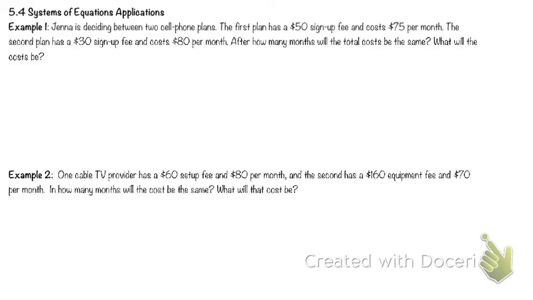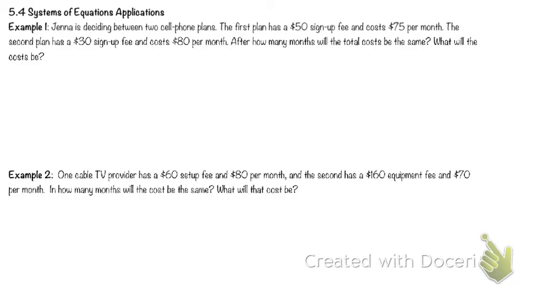Jenna is deciding between two cell phone plans. The first plan has a $50 sign-up fee and costs $70 per month. The second plan has a $30 sign-up fee, costs $80 per month. After how many months will the total cost be the same? And what will this cost be?